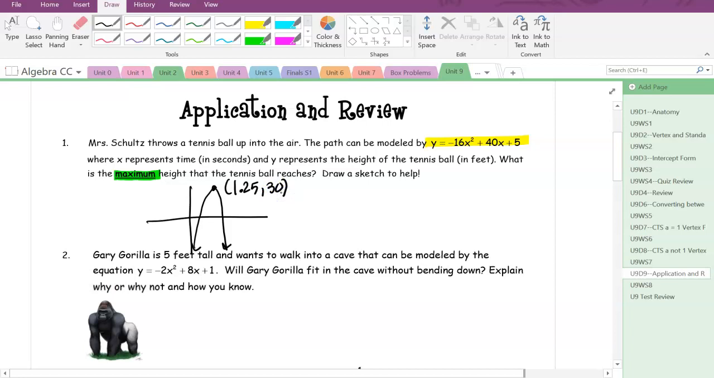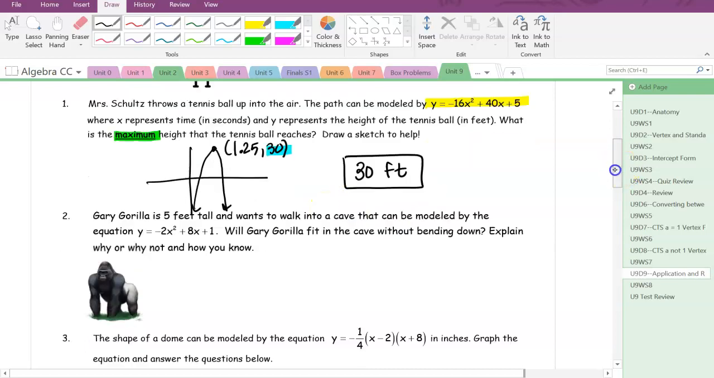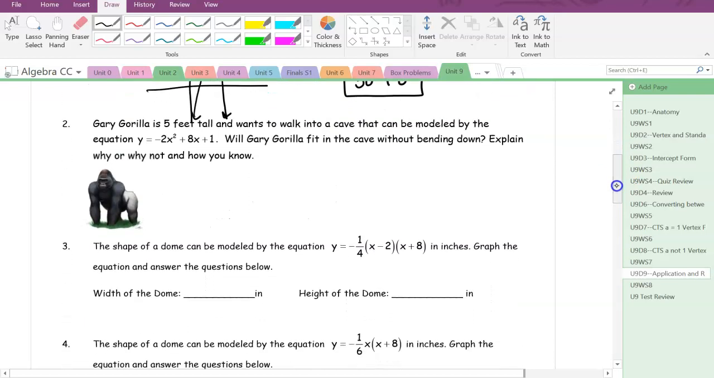All right, so let's think about which one of those is representing our height. We're told that y represents the height and our y coordinate is 30, and so this is going to be 30 feet high. Way to go, Mrs. Schultz. All right, next we have Gary Gorilla. Gary Gorilla is 5 feet tall. He wants to walk into a cave that can be modeled by this equation.